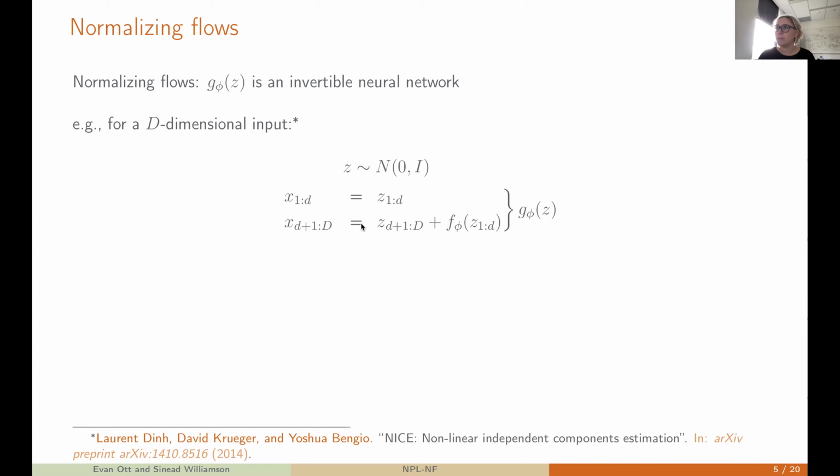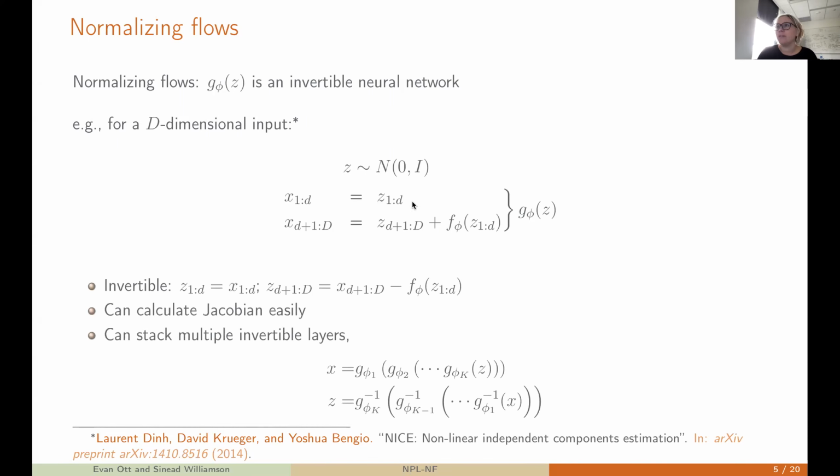Here, this f sub phi can be any function. It can be an arbitrary non-invertible neural network, but the way we've constructed this with this sort of key structure means that the entirety is going to be invertible. The first half is trivially invertible, and once we know the first z_1 to d, we can use that to unlock the second part. This is a simple example of how we can build an invertible neural network.